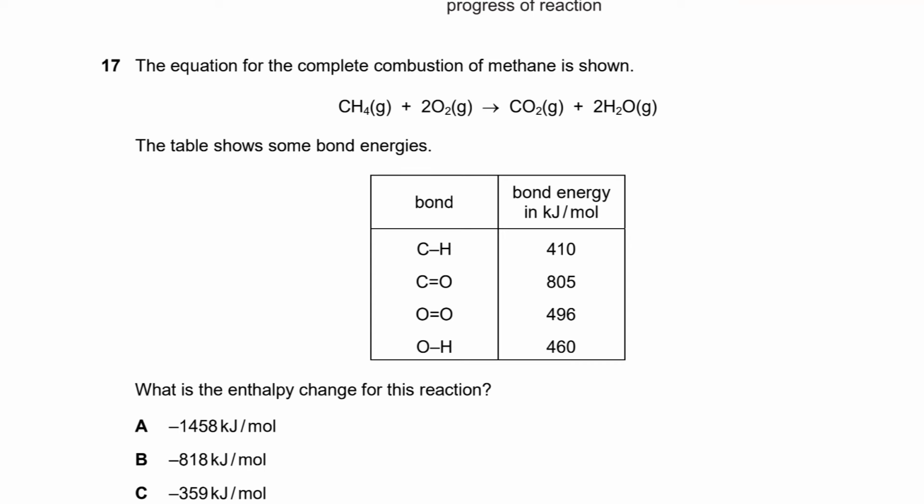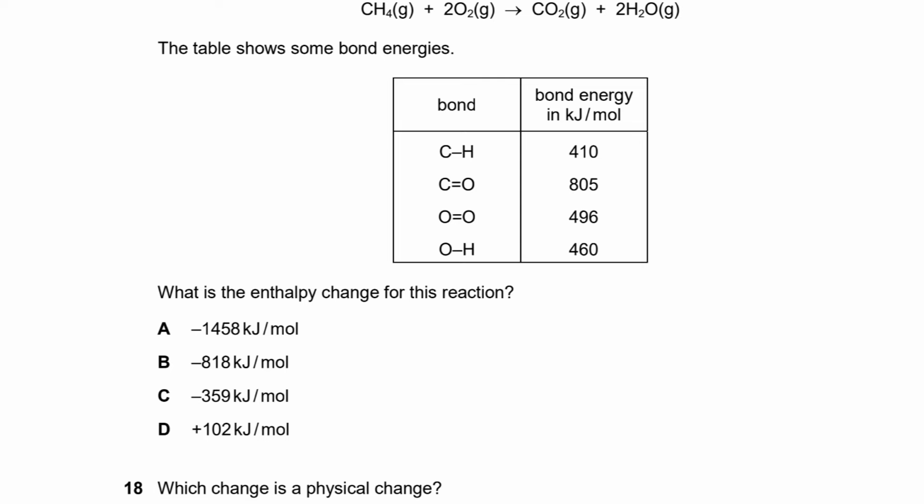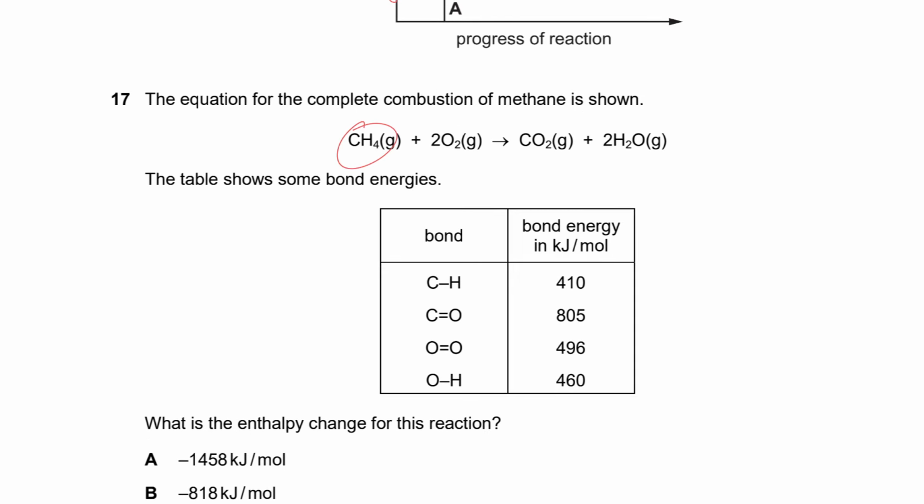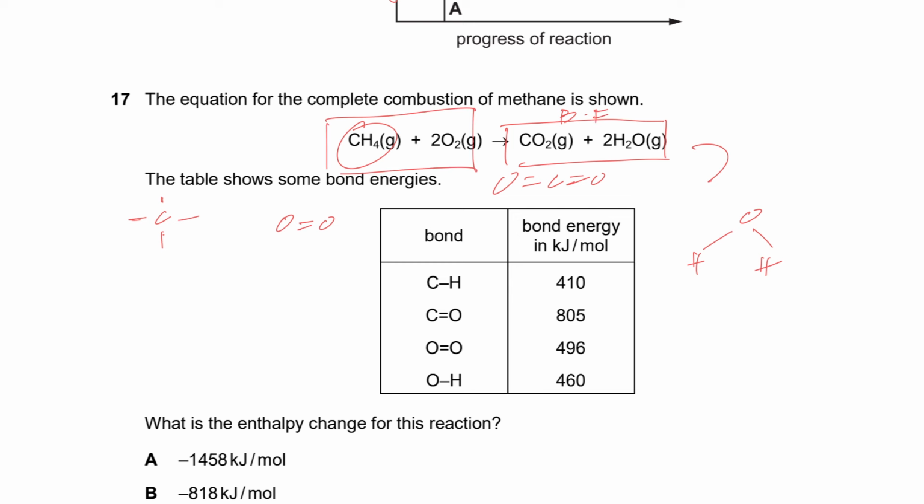Again, the equation for the complete combustion of methane is shown. I'd need a calculator for this. What is the enthalpy change for this reaction? Now you have CH4, and if I break it down, it's C bonded to 4 hydrogens, and you have O2, O bonded to O, and then you have CO2, which is carbon bonded to 2 oxygens, and then you have H2O, oxygen bonded to 2 hydrogens, right? These are the bonds which are being formed, and these are the bonds which are being broken.